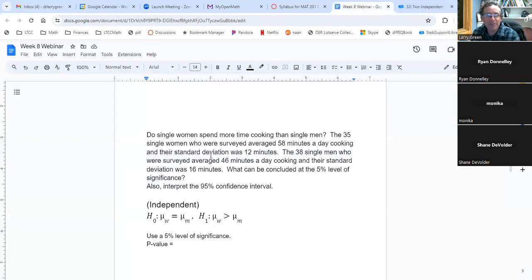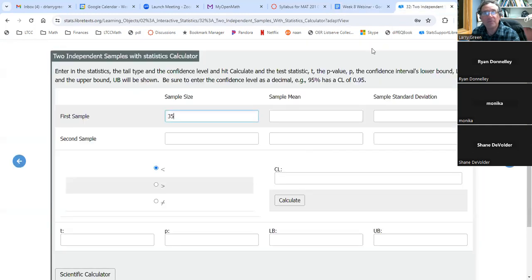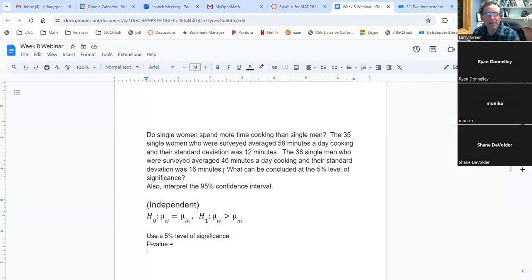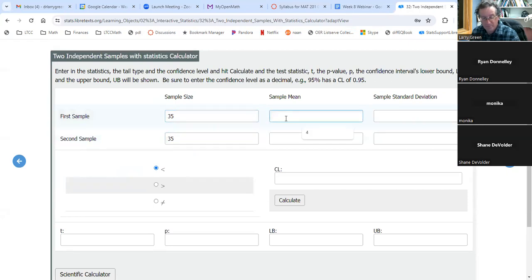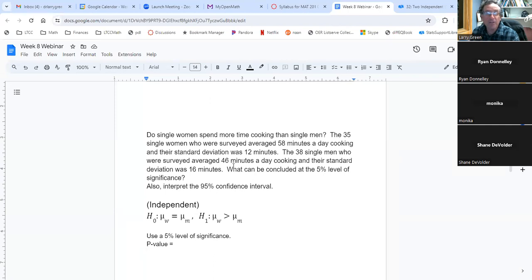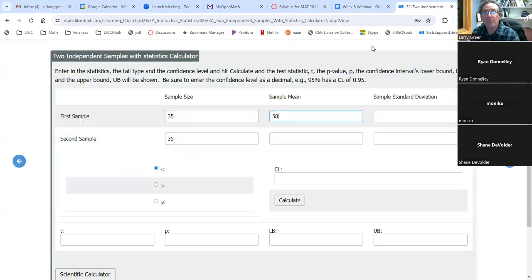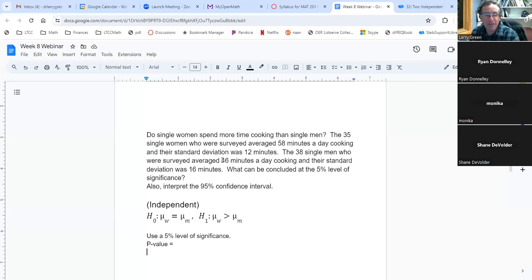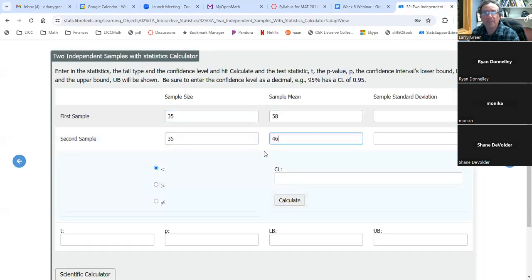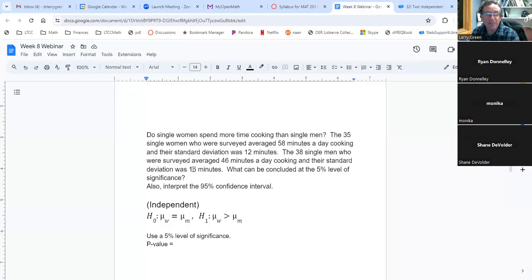And for the single man, it was 38. The sample mean for the women was 58. The sample mean for the men was 46. The sample standard deviation for the women is 12. The sample standard deviation for the men was 16.